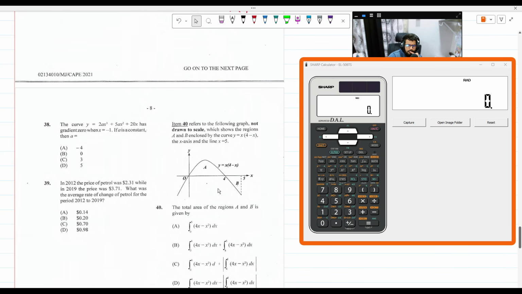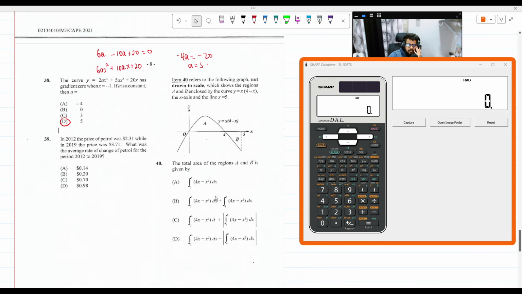38. The curve y has a gradient of 0 when x is minus 1, if a is a constant. So the gradient of 0 will be when dy/dx is 0. So dy/dx is going to be 6ax squared plus 10ax plus 20. When x is minus 1, I will get 6a minus 10a plus 20, and this gradient is 0. 6a minus 10a is minus 4a, which is equal to minus 20, and a is 5. So this was a repeat. I just couldn't remember it was a repeat.